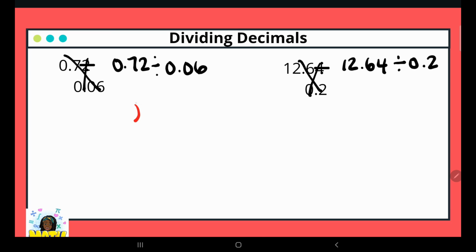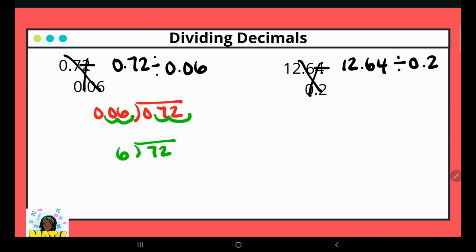So let's go ahead and attempt this problem. So we're going to draw our house. And we're going to just put our numbers in their respective places. So 0.72 goes on the inside and 0.06 goes on the outside. Now here, I want to convert my divisor to a whole number. In order to make my divisor a whole number, I need to move my decimal 2 places. So 1, 2 would make it a whole number. Monkey see, monkey do. So whatever I did out here, I also have to do the same thing in here. So I moved 2 places here. I'm also going to move 2 places here. Now I can rewrite this as 72 divided by 6.